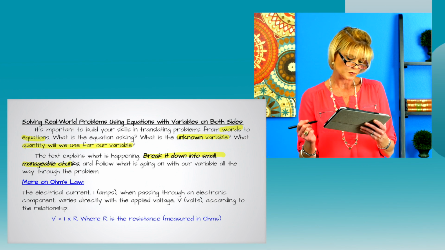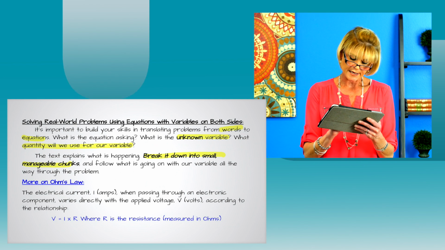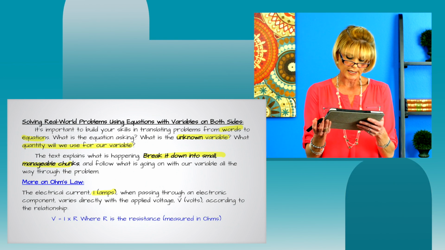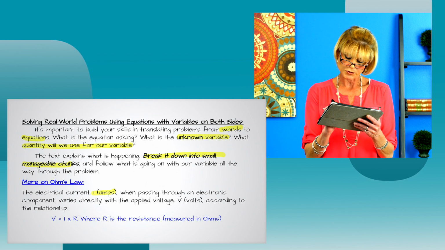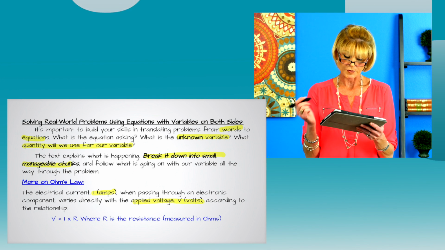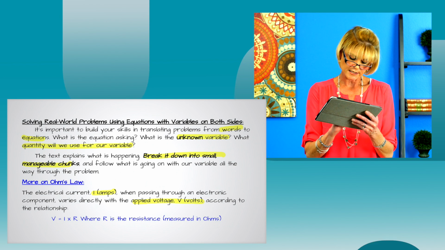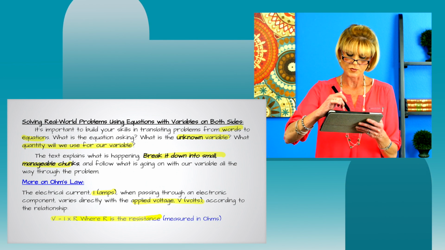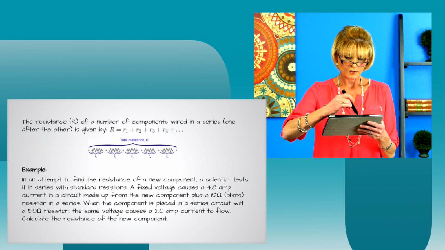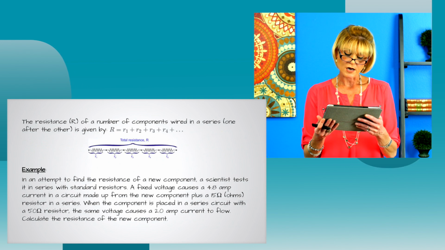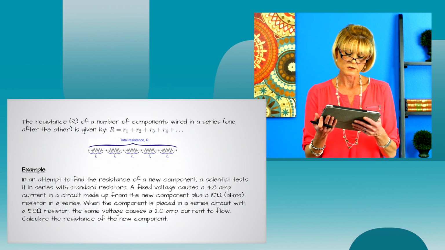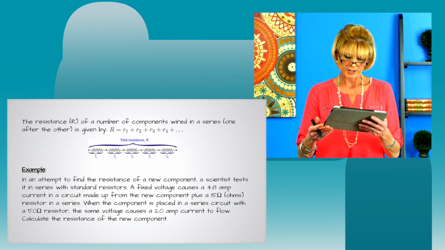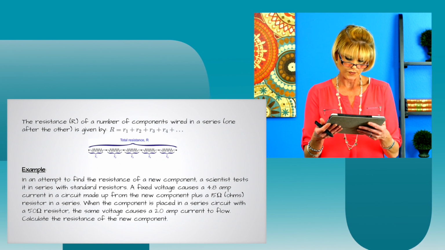Here's a little bit more on Ohm's law. The electrical current I, in amps, when passing through an electronic component, varies directly with the applied voltage, V, in volts, according to their relationship. So V equals I times R, where R is the resistance measured in ohms. So the resistance R of a number of components wired in series, one after the other, is given by R equals R1 plus R2 plus R3 plus R4, and so on and so forth.